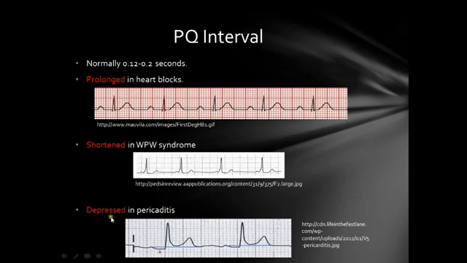It is depressed in pericarditis. You get also other examples, but the typical example is pericarditis because it's very specific if you have a depressed PQ interval. I believe this is the most typical example for pericarditis. So you can see here the PQ interval is depressed.